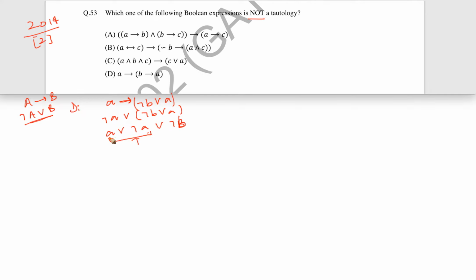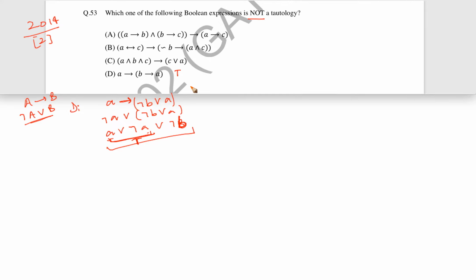Why? Because if A is true, then it will be true or false, which is true, and if A is false, then it will be false or true, so it will be true. So overall A or not A will always be true. Now if this thing is true, then you OR true with anything else, irrespective of the value of B, true or anything, this entire thing will always be true. So D is a tautology.